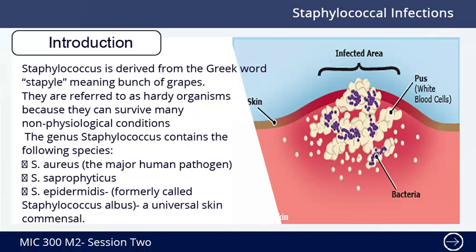The genus Staphylococcus contains the following species: 1. Staphylococcus aureus, the major human pathogen. 2. Staphylococcus epidermidis, formerly called Staphylococcus albus, a universal skin commensal.